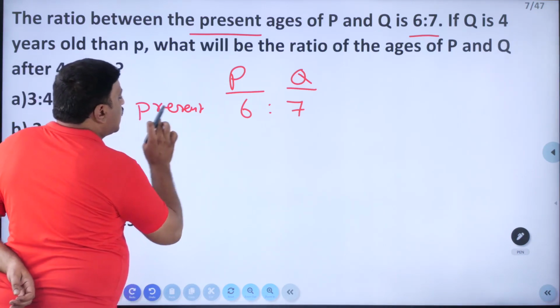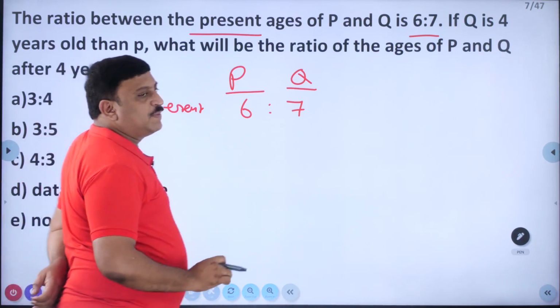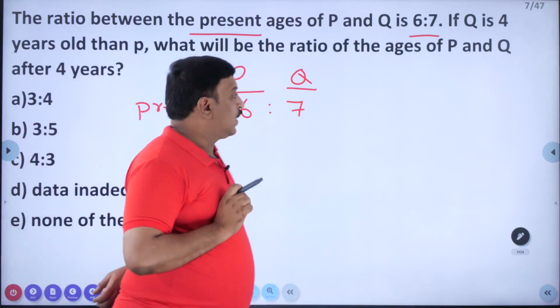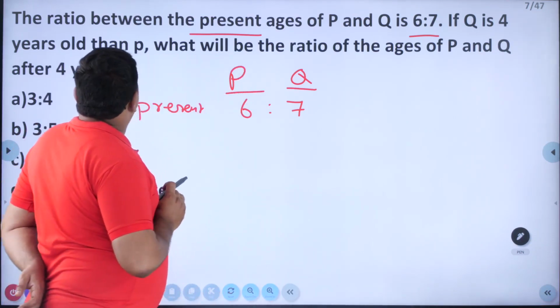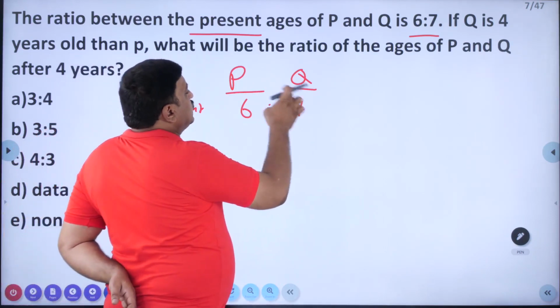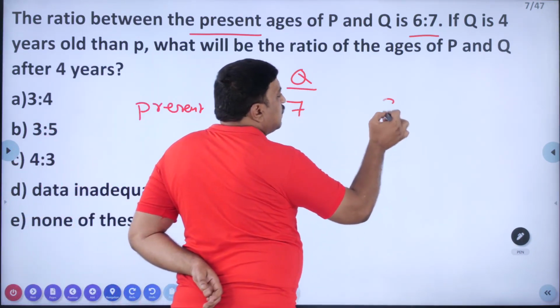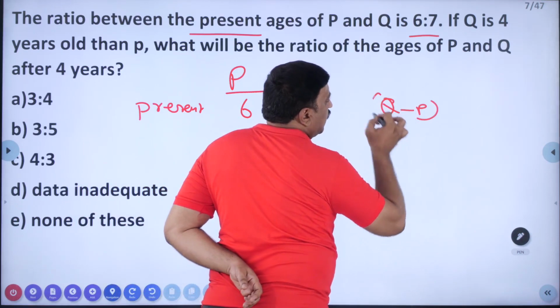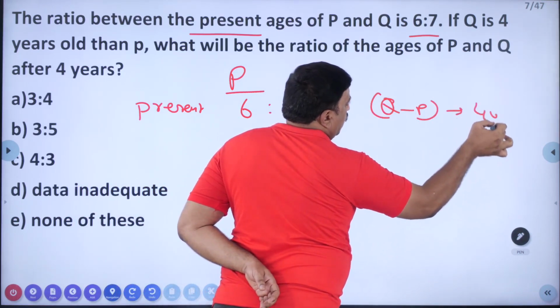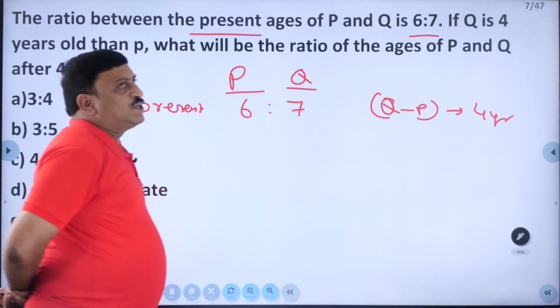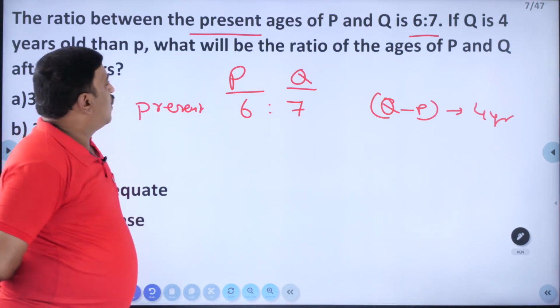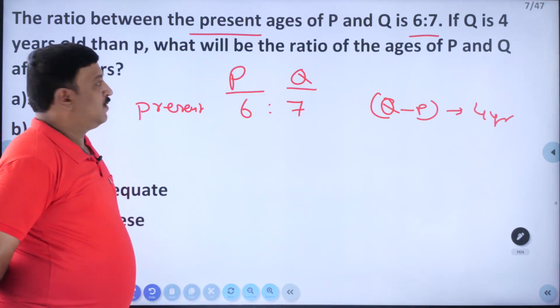Minimum side, if you don't write the entire thing, write P. That means present. Right? Okay. If Q is 4 years older than P, that means nothing but the difference of Q and P. That is how many years? 4 years. Instead of saying younger, now this is older than.